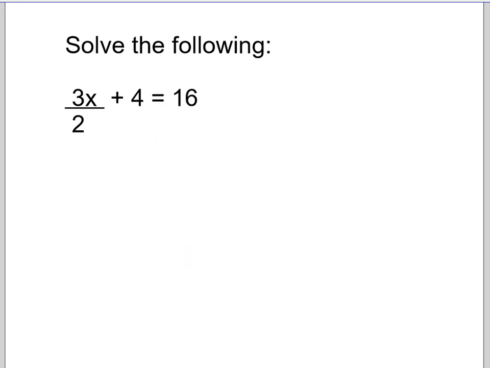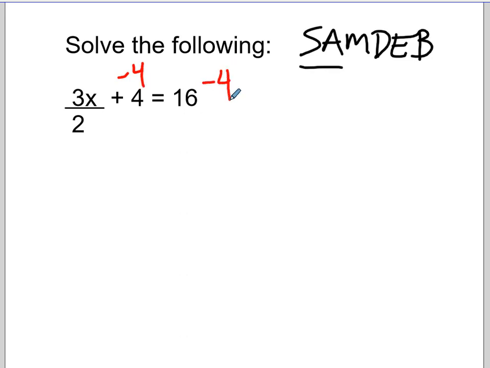Let's try one more. Ooh, this one's scary looking. Okay, so we have 3x divided by 2 plus 4. So again, I'm still going to use SAMDEB, even though it looks a bit scary. Make sure I spell it right over here. So I'm going after addition and subtraction first. So there's an adding of 4, so the opposite would be subtract 4. So I subtract 4 from both sides. And you'll notice I like to keep my fractions with a very clean top and bottom. 16 minus 4 is 12 on the right hand side.